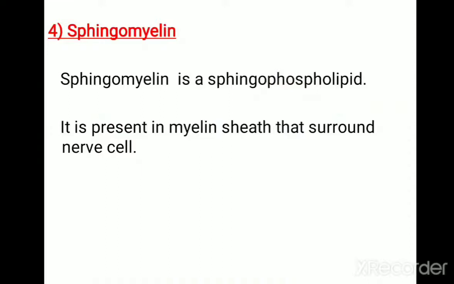The fourth phospholipid is sphingomyelin. Sphingomyelin is a type of sphingophospholipid. Why is it known as a sphingophospholipid? Because the alcohol part is contributed by sphingosine. And regarding sphingomyelin, it is the phospholipid which is present in the myelin sheath. So these are the different types of phospholipids and their functions.